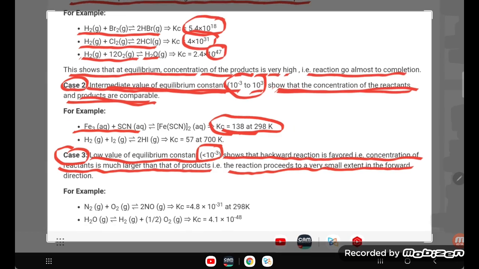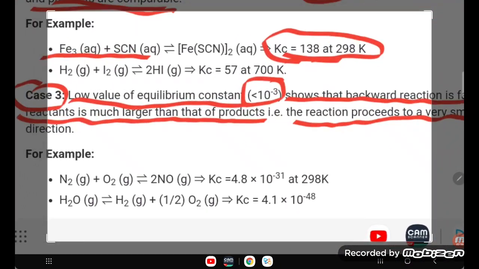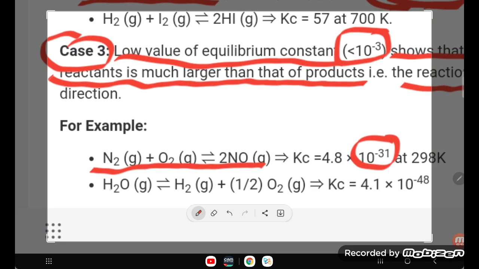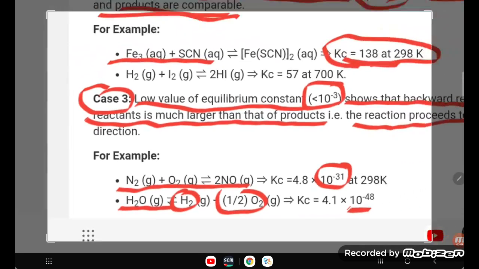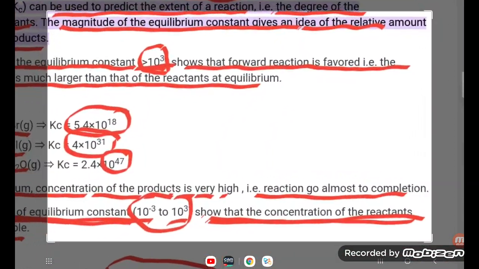For example, students, you can see the examples here. N2 plus O2 giving 2NO has a Kc value of 10^-31, so it is not favoring the forward reaction. Now you see H2O splitting into H2 plus half O2, with a Kc value of 10^-48, so it also does not favor the forward reaction. So this is all the application of the equilibrium constant.